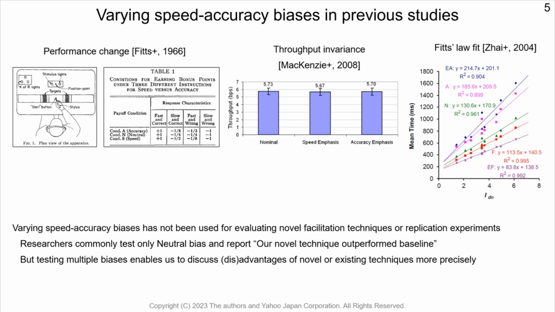This methodology to vary speed accuracy biases has been used in previous studies. However, the objectives were to evaluate the performance change, throughput invariance, and fits of it. In contrast, we assume that varying the speed accuracy bias is useful for evaluating pointing facilitation techniques. We can gain more informative results than using only one instruction, and we can discuss the advantages and disadvantages of the technique more precisely.